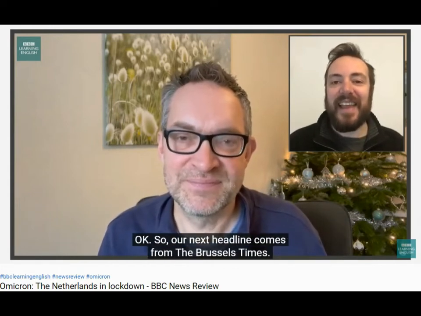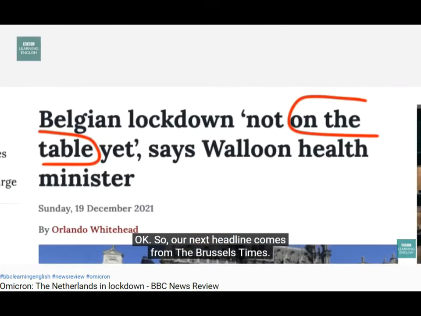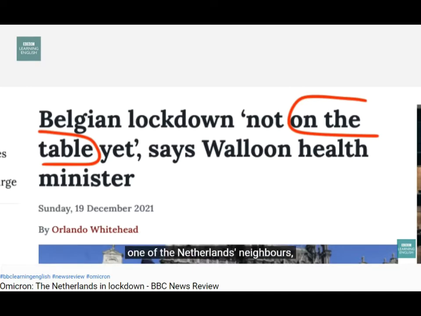Okay, what is your next headline, please? Okay, so our next headline comes from the Brussels Times. This headline comes from a paper in Belgium, one of the Netherlands' neighbours, and relates to this story. It reads, Belgian lockdown not on the table yet, says Walloon Health Minister. So that's on the table, available for consideration.